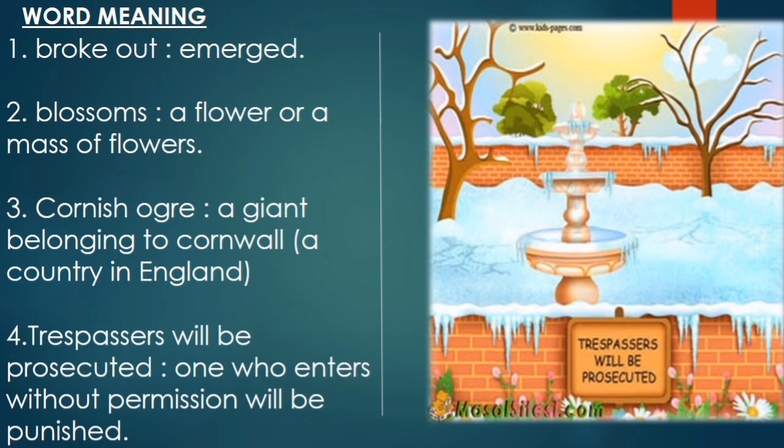So Cornwall is the name of a country in England, and the people living in Cornwall are known as Cornish, and ogre is the name of the giant with whom this giant of our story had gone to visit and stayed with him for 7 years. Trespassers will be prosecuted. It means one who enters without permission will be punished. So now you learn all these meanings, and I will proceed with the explanation.